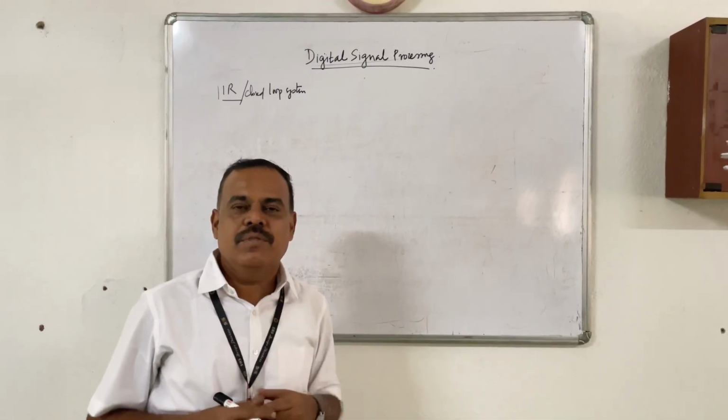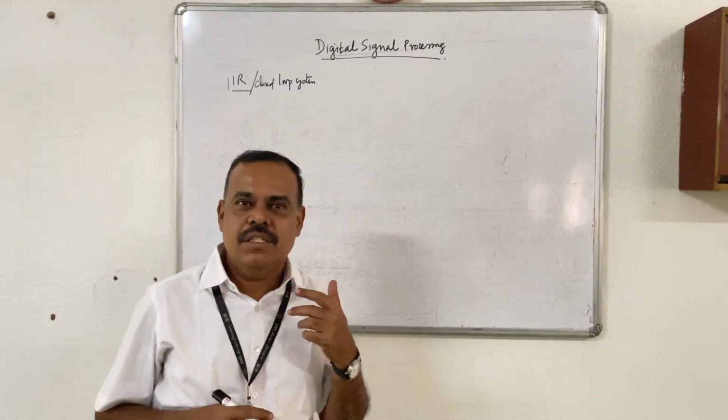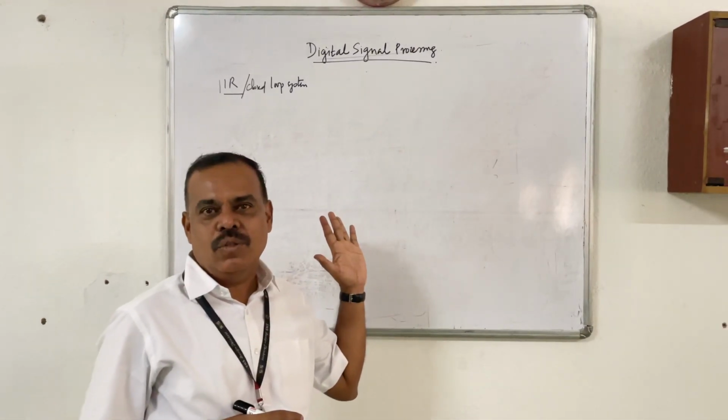So there are two types of systems in digital signal processing. One is FIR and another one is IIR. We just discussed FIR. Now we are going to discuss IIR. It is nothing but a closed loop system.